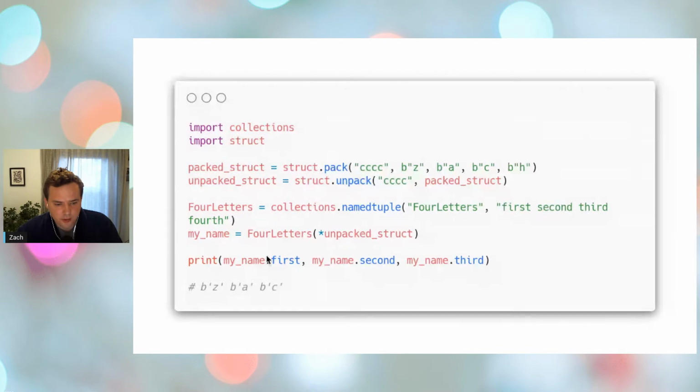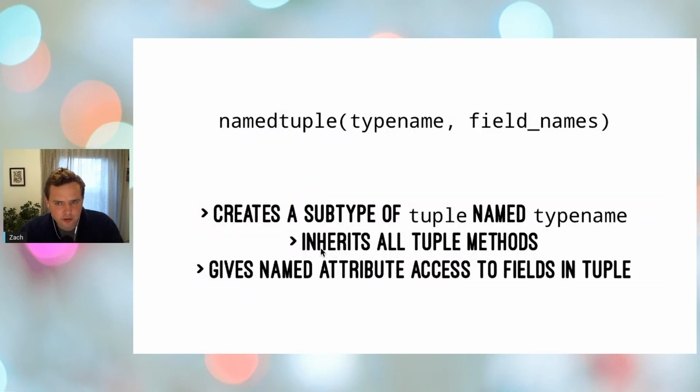Now, as we're doing that, we can access individual elements of the struct and say, print my_name.first, my_name.second, my_name.third, and see each one of those individually. The constructor for a named tuple is, again, kind of weird. So you say collections.namedtuple, you have to say the name of the type, and typically that needs to be the same as the name of the class that you're creating. And then you've got this space delimited string for the field names. It could also be a list, but most frequently for collections.namedtuple, I see that space delimited string.